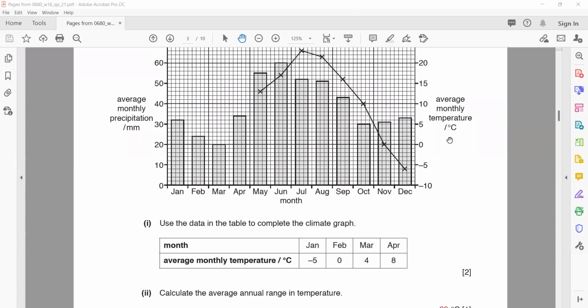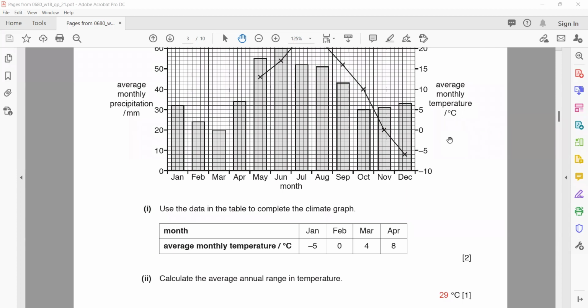Okay, next question. Calculate the average annual temperature range. I told you what the range is. Now you have to find the range of the temperature in the whole year. Range, I told you what a range is.